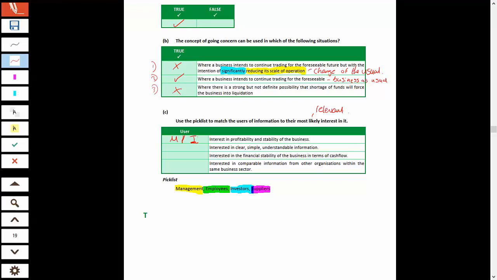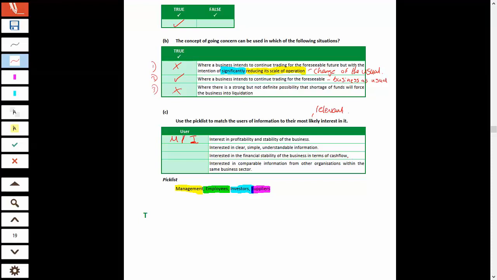Interested in clear, simple, understandable information. Management or investors aren't going to be particularly bothered about that, or that's not the most relevant thing to them. If they are management, information needs to be as comprehensive as is required, not simplified. Interested in the financial stability of the business? Again, could be, but the clue is in terms of cash flow. We're going to come back to that. And then we've got the final one. Interested in comparable information from other organizations within the same business sector.